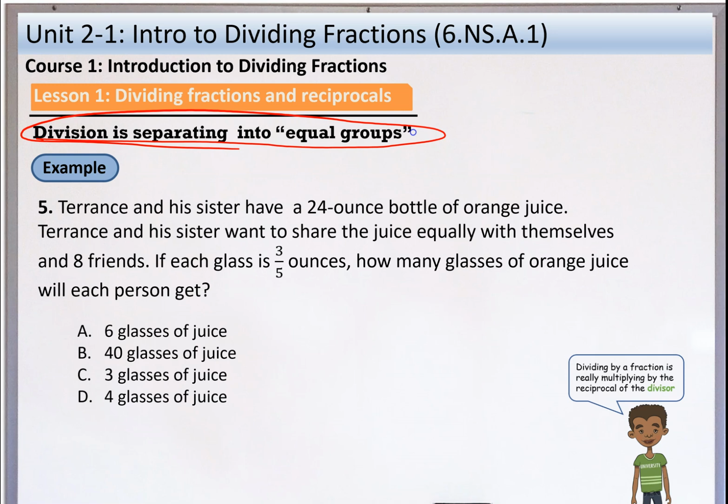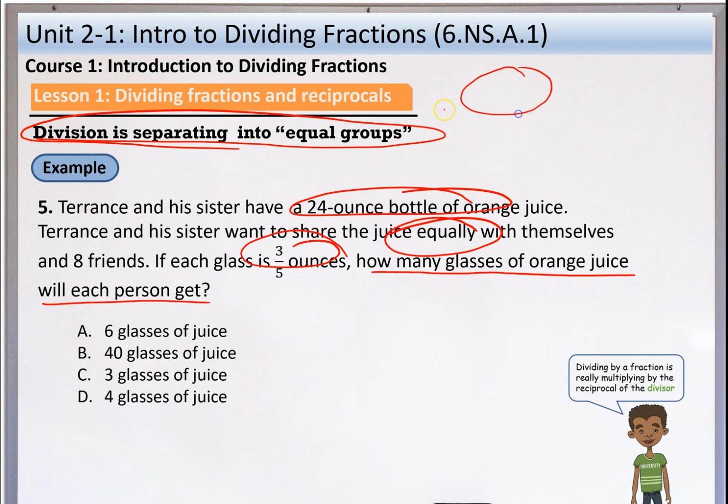All right, number 5. Terrence and his sister have a 20-ounce bottle of orange juice. They want to share the juice equally. Keyword here, equally, with themselves and 8 friends. If each glass is 3/5 ounces, how many glasses of orange juice will each person get? So I'm circling my important information, underlining my question. So I'm going to draw a little picture here. Not the best drawer here.